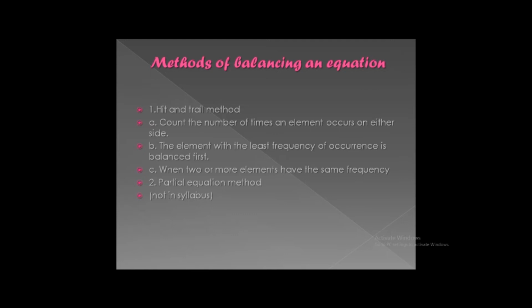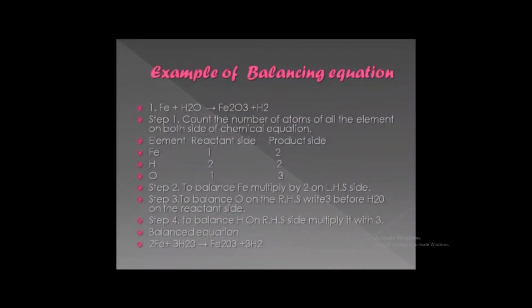A, first count the number of times an element occurs on either side. B, the element with the least frequency of occurrence is balanced first. C, when two or more elements have the same frequency, the metallic element is balanced first. Example of balancing an equation by the hit and trial method. Take a case when iron reacts with H2O to give Fe2O3 plus H2.